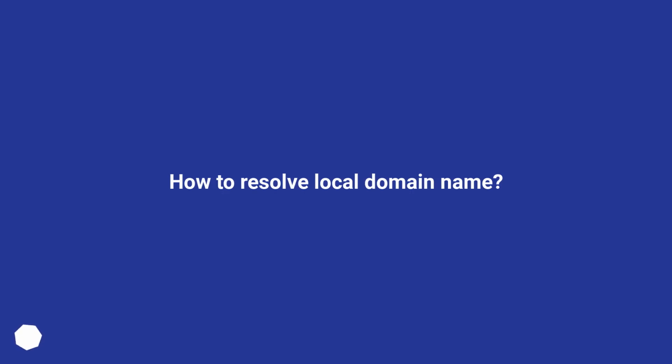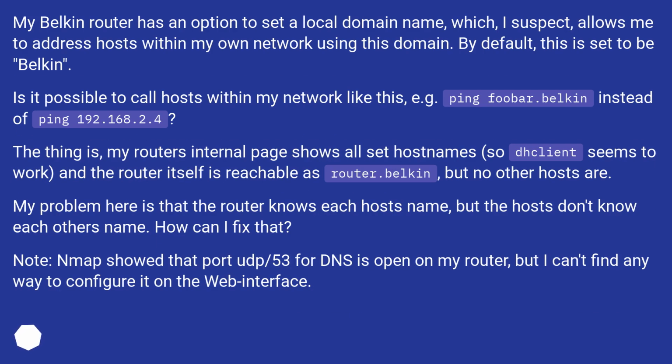How to resolve local domain name? My Belkin router has an option to set a local domain name, which, I suspect, allows me to address hosts within my own network using this domain. By default, this is set to be Belkin. Is it possible to call hosts within my network like this?